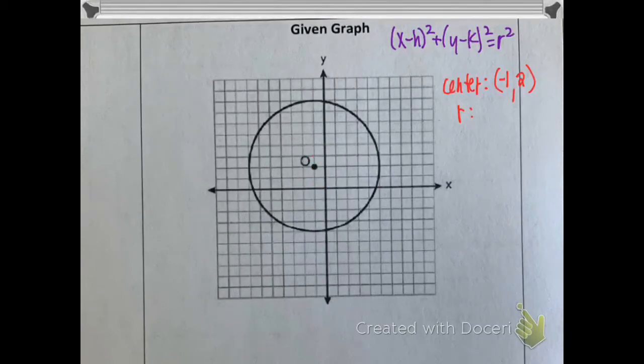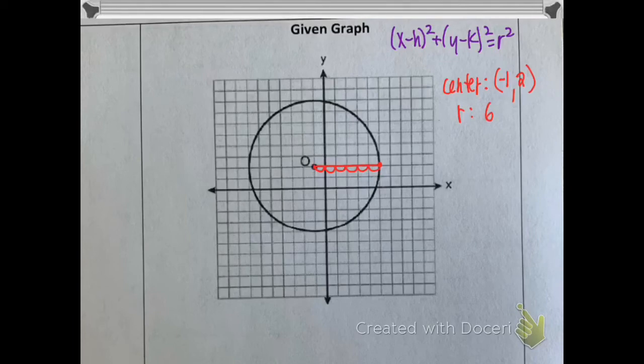All right, and then the radius. So remember, to get a radius, you have to go from the center to a point on the circle. So I would suggest either using a horizontal or a vertical line. Nothing that would be diagonal like this because you can't count the boxes. So if I use this horizontal piece, I'm just going to count the units across. 1, 2, 3, 4, 5, 6. So the radius is 6.